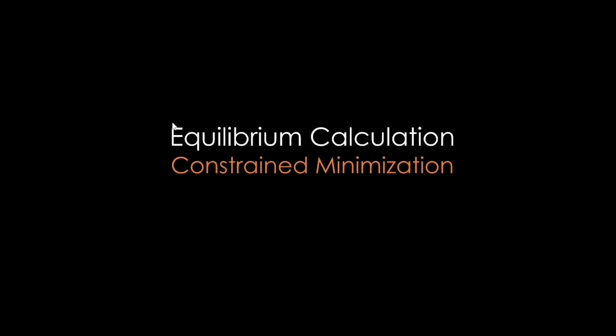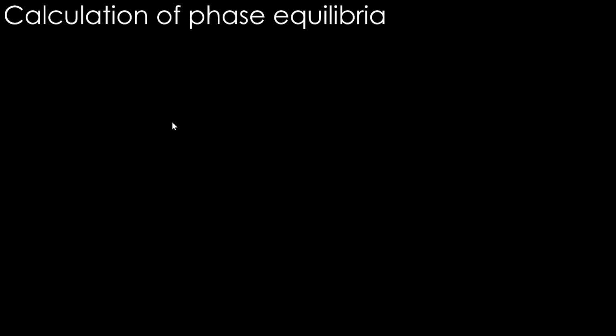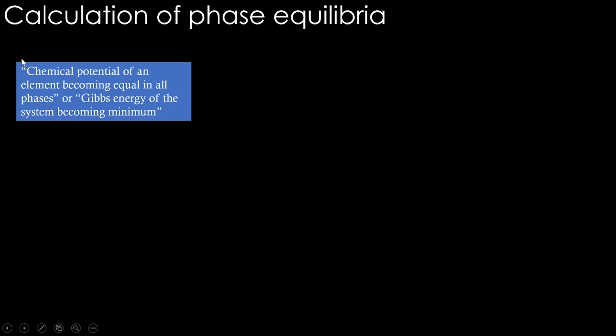So with this we are going to look at what happens when we click buttons such as perform now or compute equilibrium in the software. Okay, so equilibrium calculation is what happens there, and it is done by a process called constraint minimization. I will give a small introduction to that now. Calculation of phase equilibria is basically this: chemical potential of an element becoming equal in all the phases or Gibbs energy of the system becoming minimum. These are the criteria we said to achieve phase equilibria.